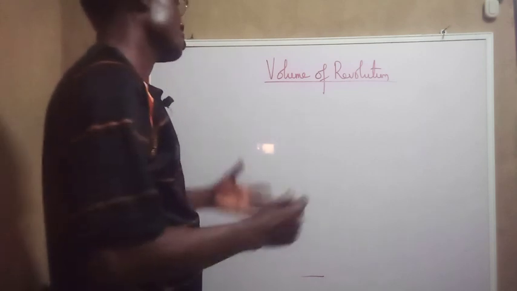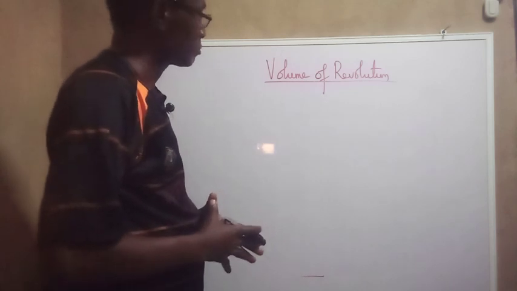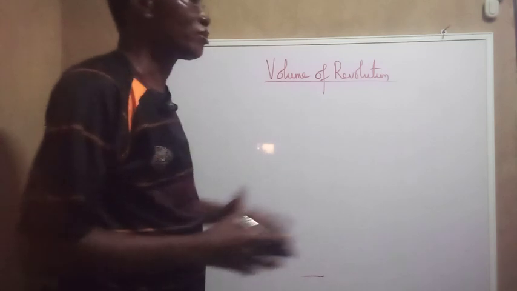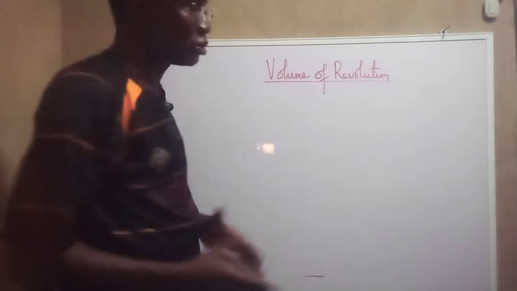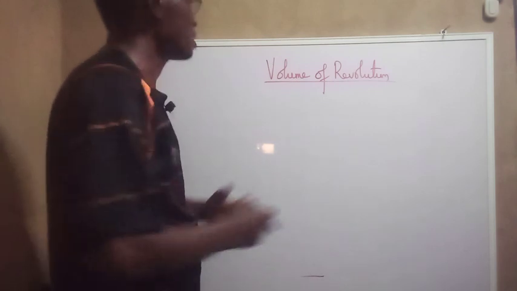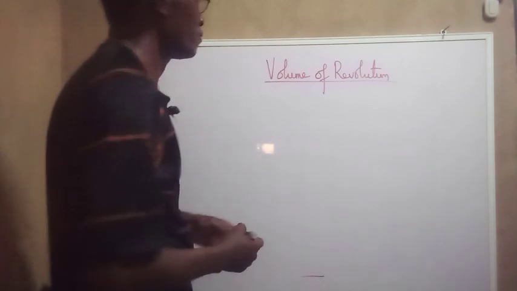When an object is projected through the graph, it could be revolved around x or y. So in integration, we want to find the total volume of such an object when it's being revolved around the x-axis or y-axis. Then we talk about volume of revolution.